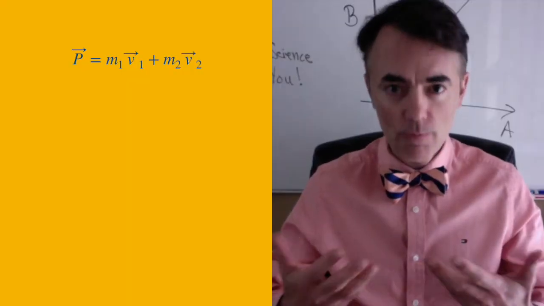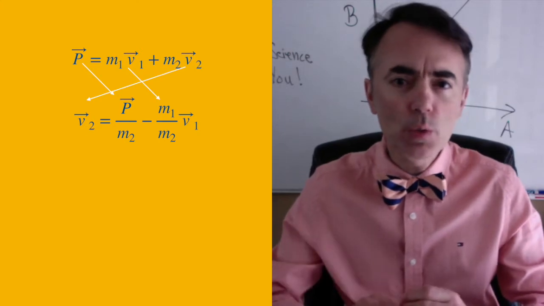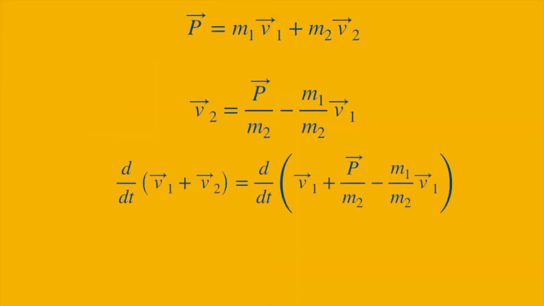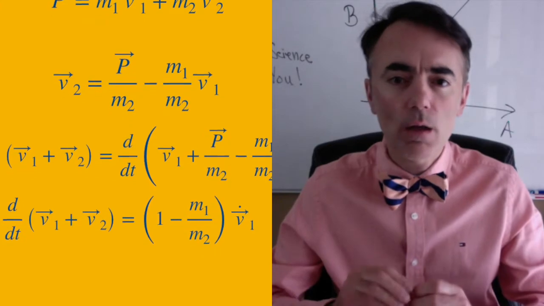It seems that momentum is just the velocity multiplied by a number, the mass of the particle, but it's more than that. The velocity of the system is not conserved. We can solve for v2 and write it in terms of v1. Then we can calculate the rate of change of v1 plus v2, and we see that this is not a conserved quantity. It can change in complicated ways, but not momentum. That's why momentum is special.